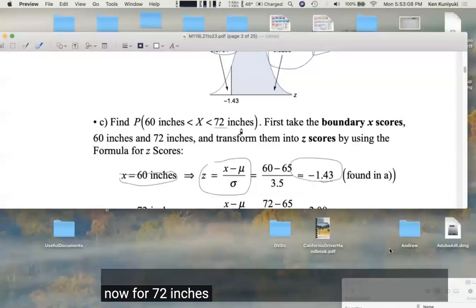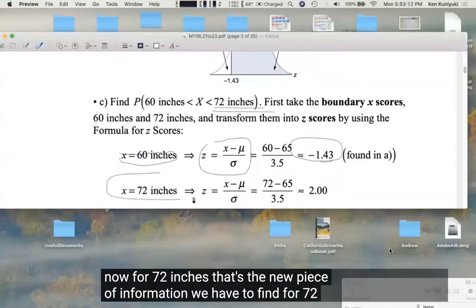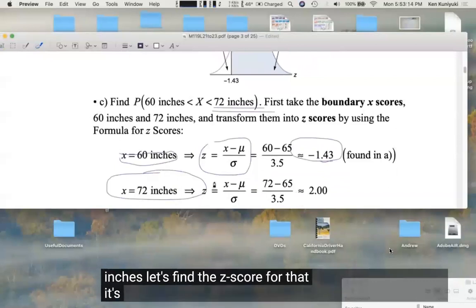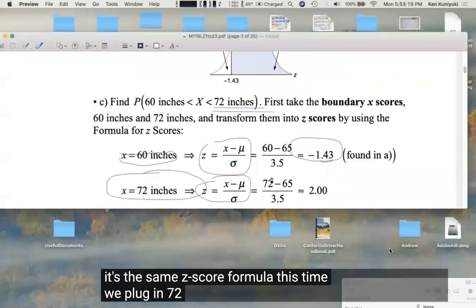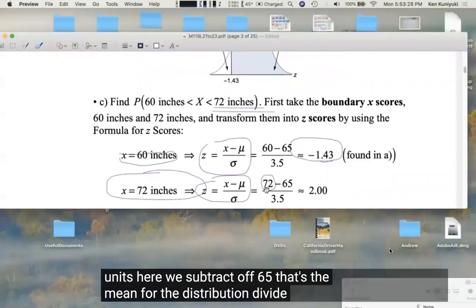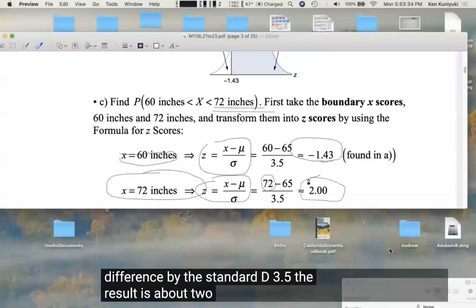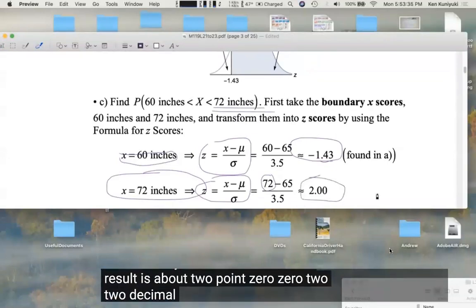Now for 72 inches, that's the new piece of information we have to find. For 72 inches, let's find the Z-score. It's the same Z-score formula. This time we plug in 72 inches for X. But since we know these are all in inches, we don't even have to bother with units here. We subtract off 65, the mean for the distribution. Divide the difference by the standard deviation, 3.5. The result is about 2.00 to 2 decimal places.